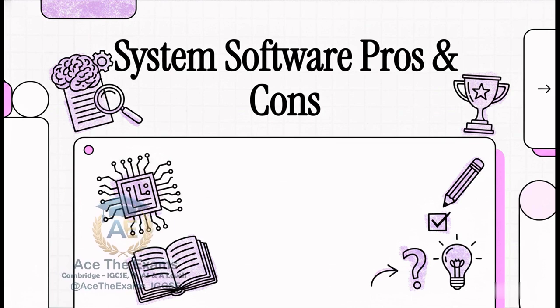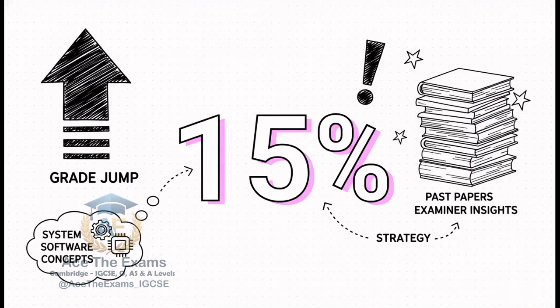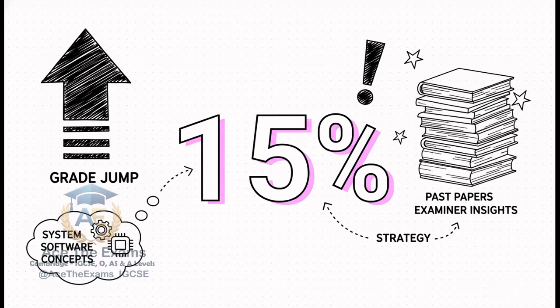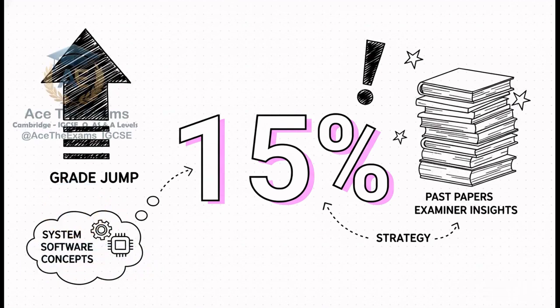So we're basically going to open up the examiner's playbook today to see exactly how those top marks are awarded and where most students end up losing them. What's really wild about this specific topic is the sheer weight it carries on the exam. If you look at historical past paper trends and examiner insights, questions testing your knowledge of system software, and specifically evaluating its advantages and disadvantages, account for roughly 15% of the total marks in paper 2.